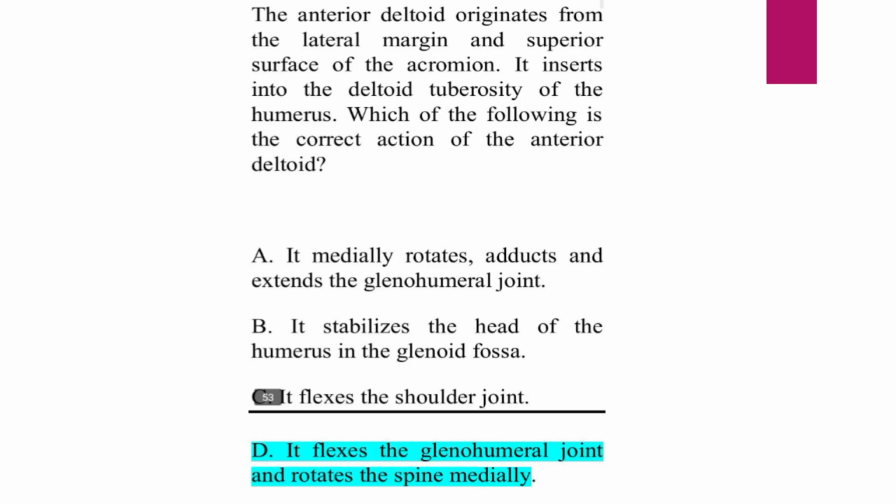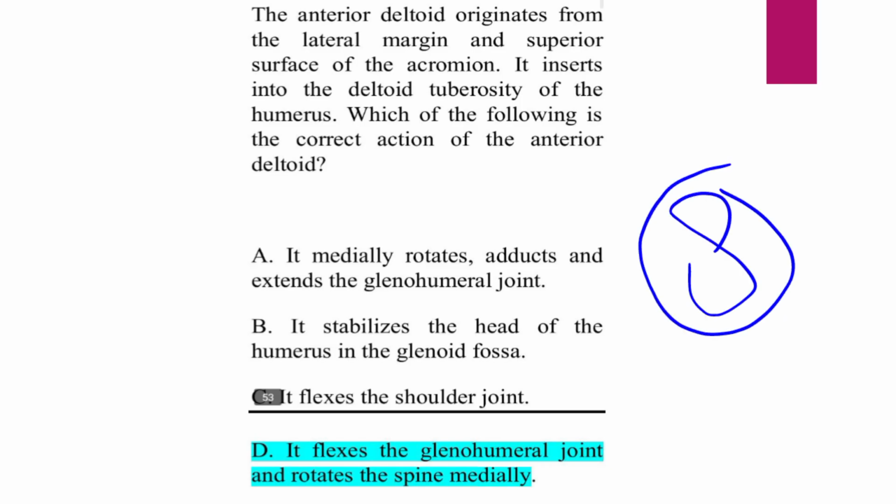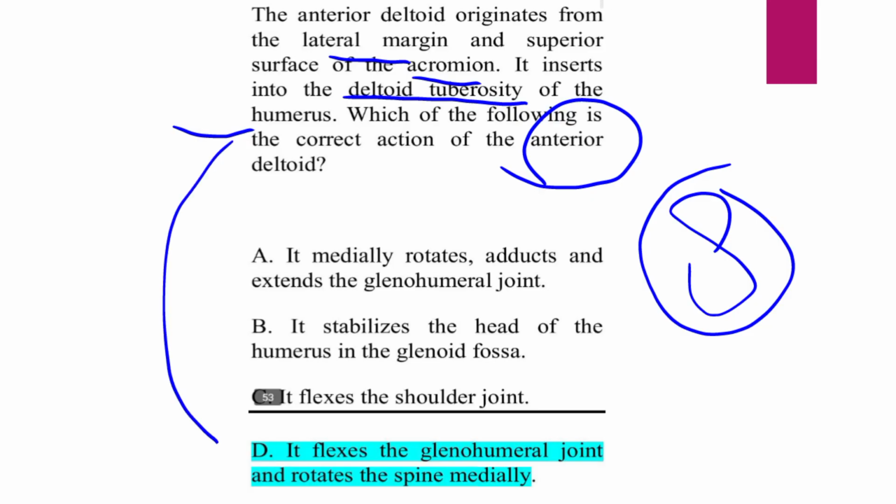Next, we have MCQs number 8. Anterior deltoid originates from the lateral margin and superior surface of the acromion. It inserts into the deltoid tuberosity, which everyone knows on the humerus. Which of the following is the correct action of anterior fibers of deltoid? It flexes the glenohumeral joint and rotates the spine medially.